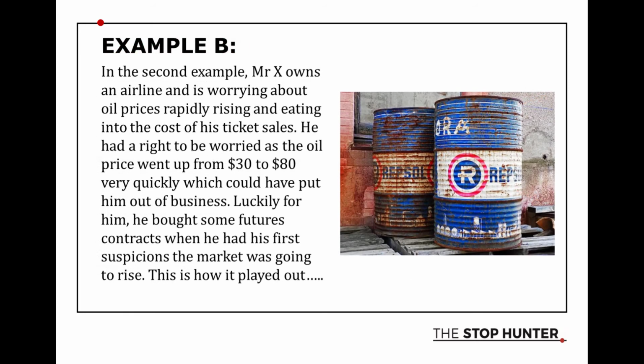Our second example is based around oil price. Now, Mr. X owns an airline and he's worried about the rapidly rising oil prices because that's going to eat into the cost of his ticket sales. And he had a right to be worried as the oil price went up from $30 to $80 very quickly, which could have put him out of business. But luckily for him, he bought some futures contracts when he had his first suspicion the market was going to rise. But how did that one play out?